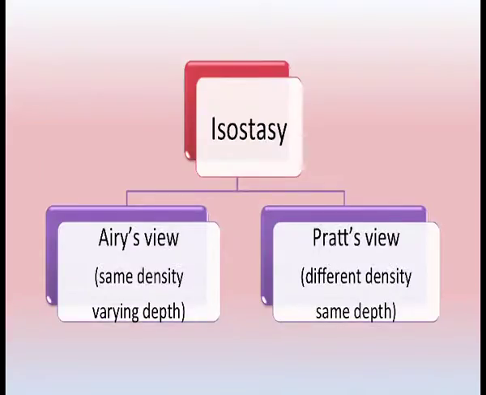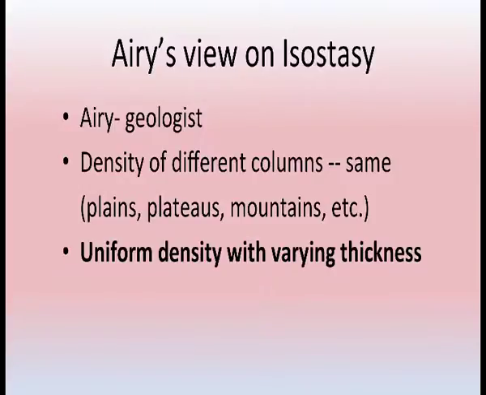So, isostasy can be explained with two viewpoints as you can see in the picture. One is Airy's view of isostasy, which says there is same density but there is varying depth of various features on the earth's surface. By Pratt's view, which says there is different density but there is same depth. Now, first of all we will be dealing with Airy's view on isostasy.